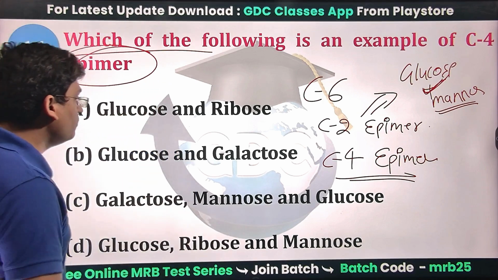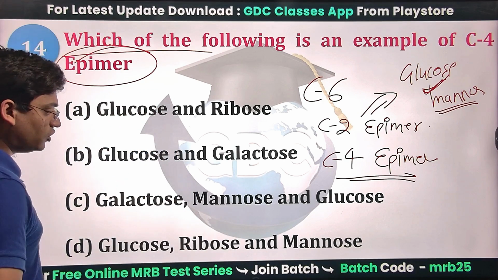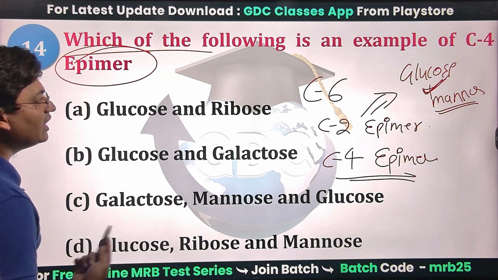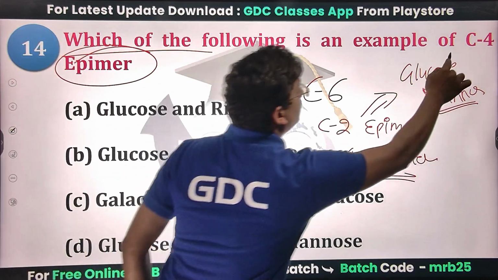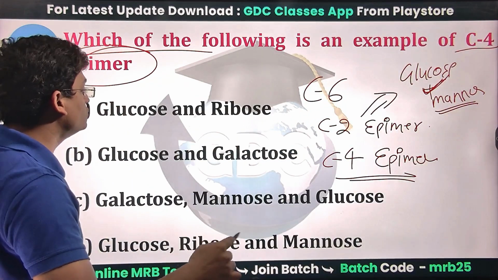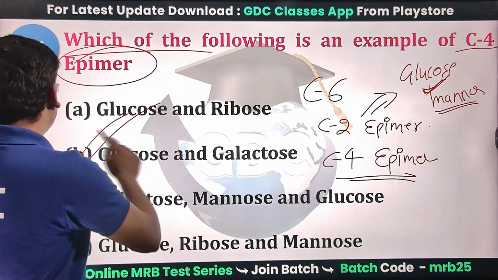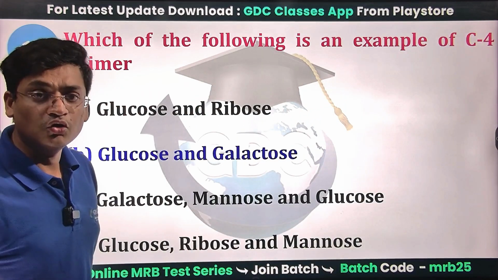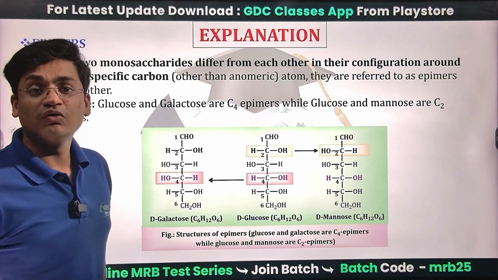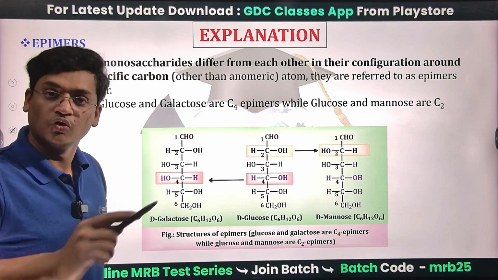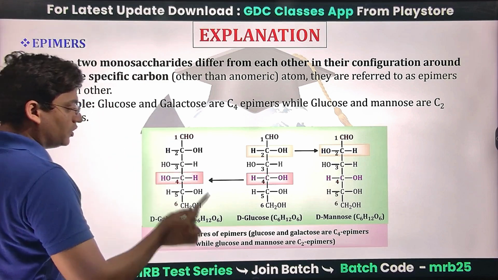Look for the option. Since we are asked about the C4 epimer, it will be glucose and galactose. C2 epimers are glucose and mannose.